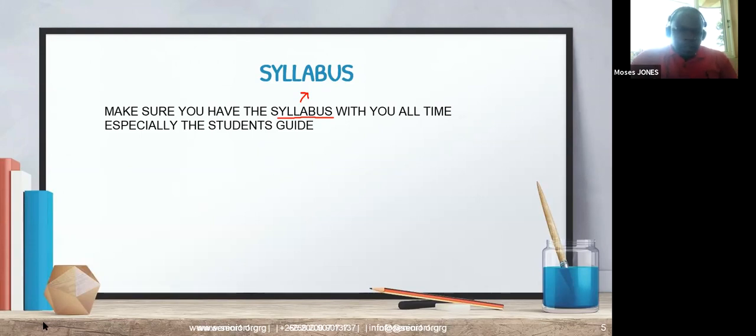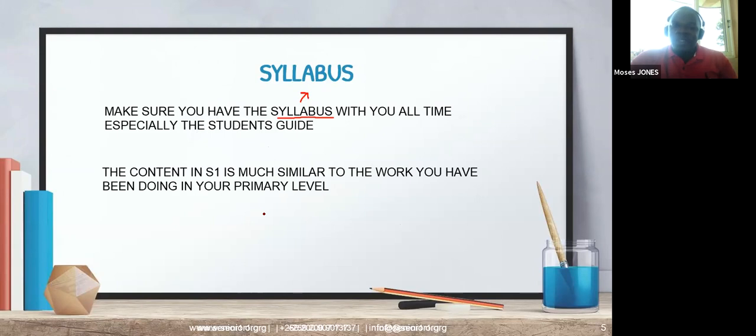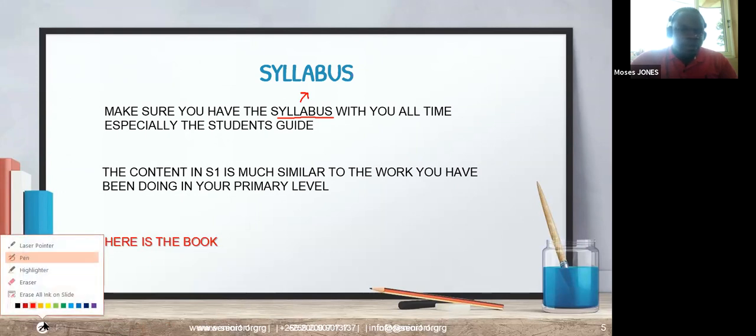So let's look at the syllabus here critically, and I'm going to share it with you. As I said, this content is similar to what you have done at your primary level. It's not really different. Actually, when you check through the chart, we shared with you that content, the syllabus and how you can access it. So if you don't have it, you can even try to download it and then get it. Now, my interest is for us to look at this book here.